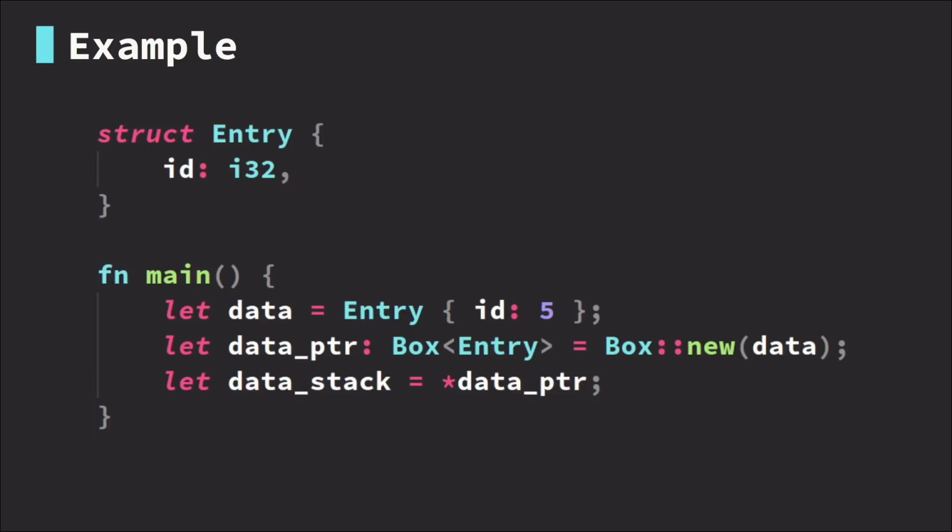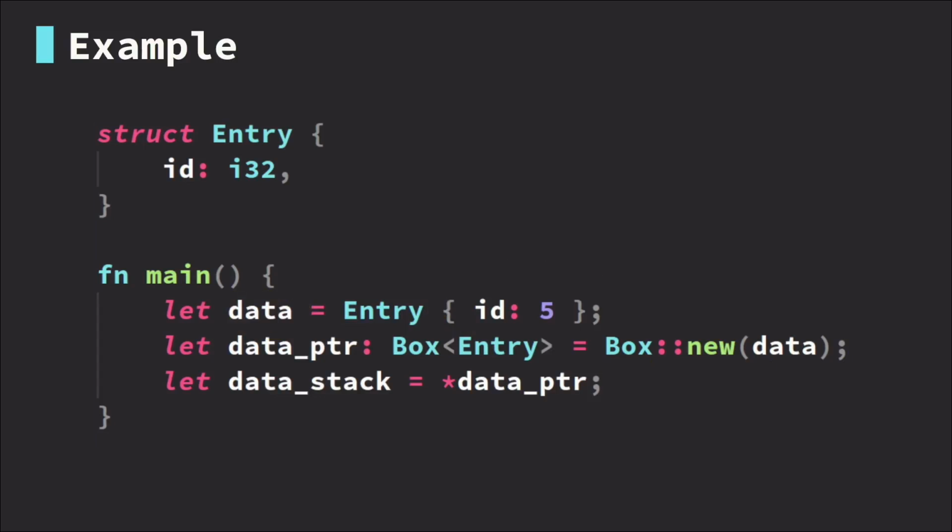Let's take a look at a quick example of placing some data on the heap. All we have is just a struct named entry, and it has an ID. On this first line here, we're creating a new entry with an ID of 5 and just naming it data. On the next line, we have a data PTR, and that's just short for data pointer. We're using a type annotation here. This usually isn't necessary. However, you'll see this box a lot when you're working with code, and box just means we're putting it on the heap. To put this data onto the heap, we use Box::new to create a new box. We then box up this data, and it will be moved onto the heap because box just represents a pointer somewhere on the heap.